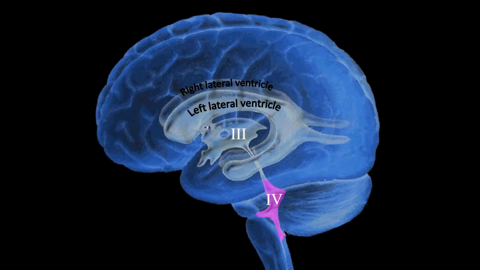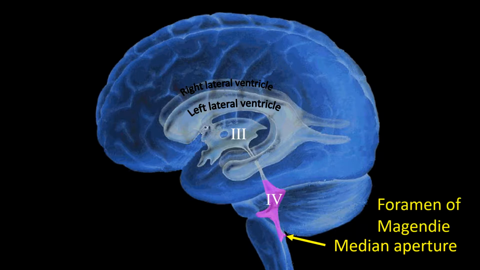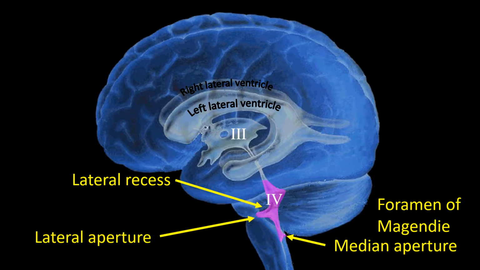The fourth ventricle has a median aperture called the foramen of Magendie and a lateral recess, to which we have already alluded, that at its end has an aperture called the foramen of Luschka. The position of these foramina in relation to each other is easy to remember. Think of the M in Magendie for median and the L in Luschka for lateral.